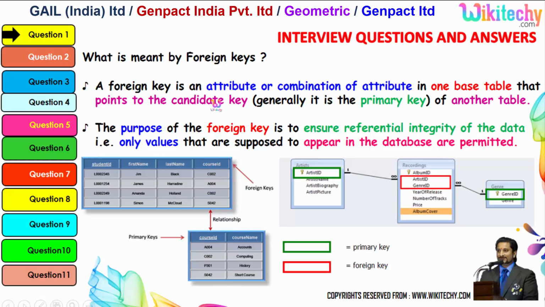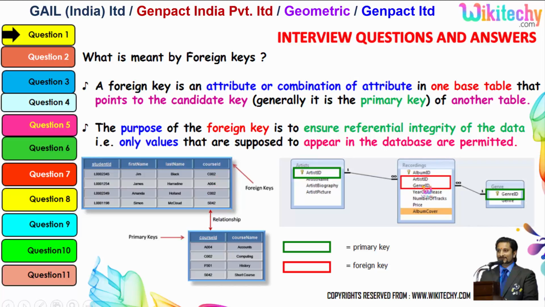So a foreign key is an attribute or combination of attributes in one base table that points to the candidate key of another table. The purpose of the foreign key is to ensure referential integrity of the data. Only values that are supposed to appear in the database are permitted. So if the course is not there, the student can't join. That's how a foreign key relationship works.